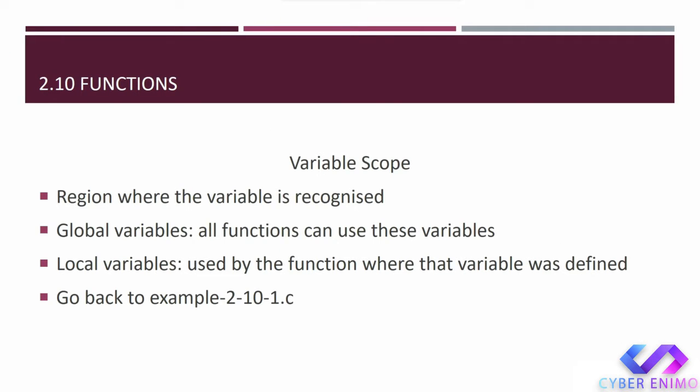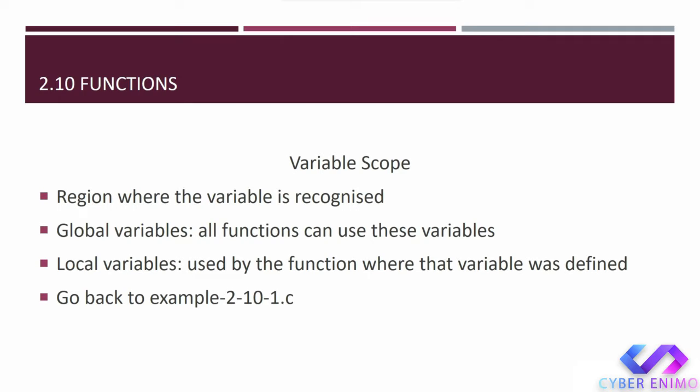Next is variable scope. A variable scope is the region where the variable is recognized. We have two types of variables, global variables and local variables. Global variables are recognized and can be used by all functions. Local variables, on the other hand, are only recognized in the function where they were defined or declared, and they cannot be used by other functions.